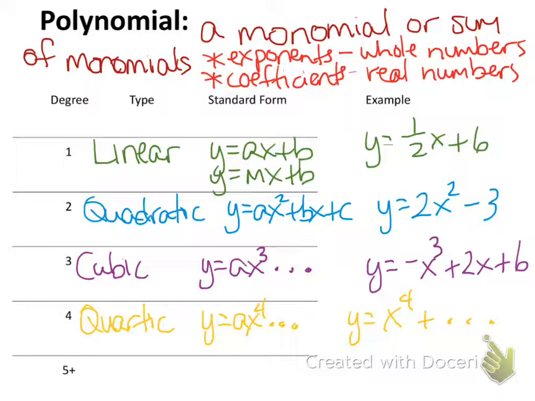If it has a degree of 5 or higher, there isn't really any special names for those. We simply call them an nth degree polynomial. So a sixth degree polynomial or a 10th degree polynomial.